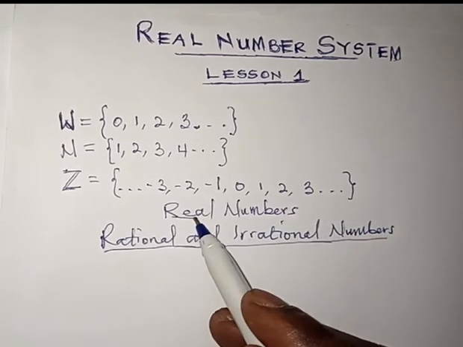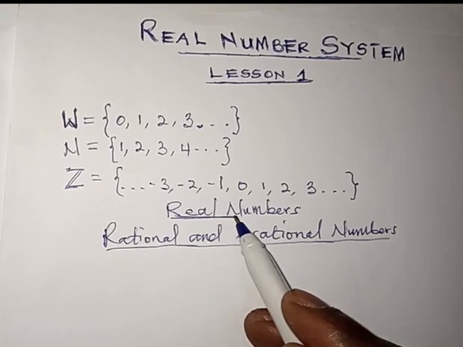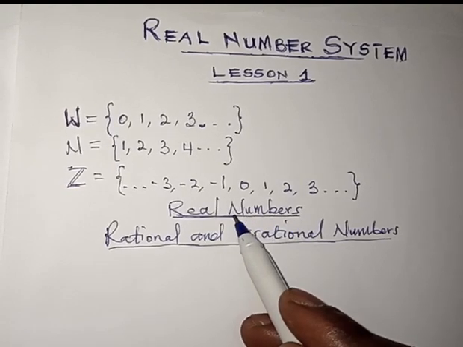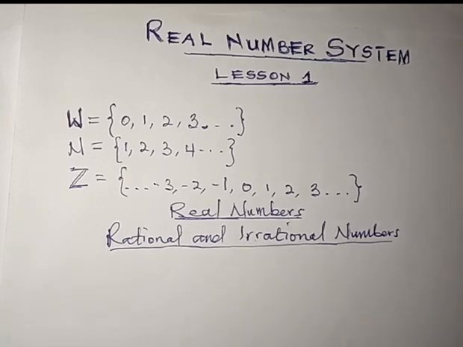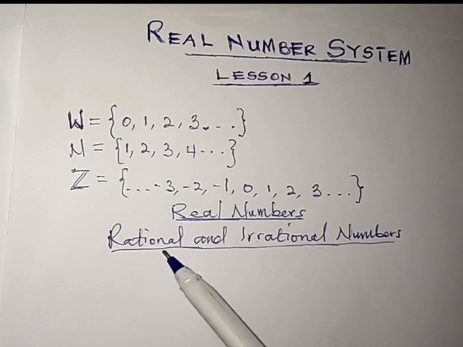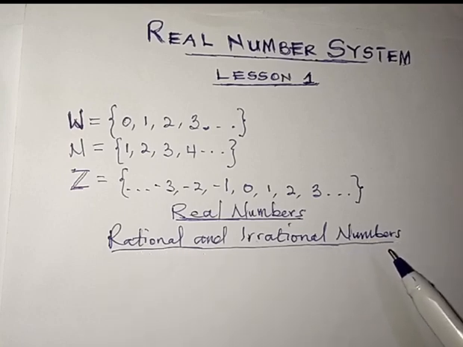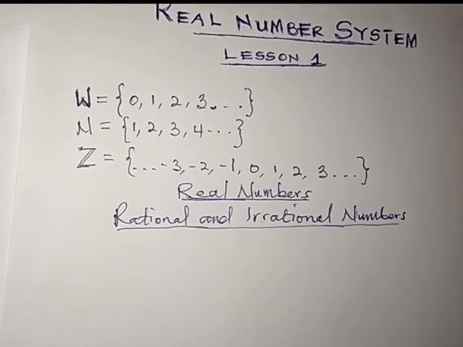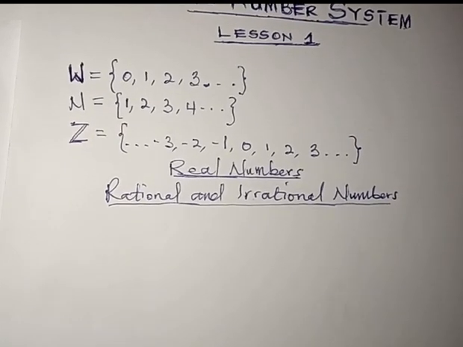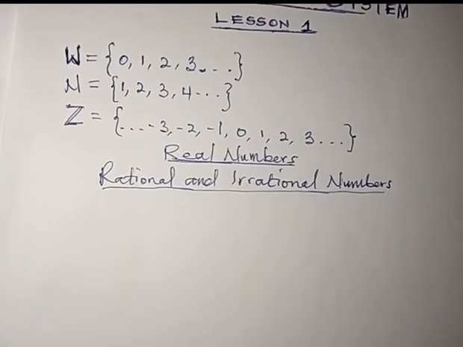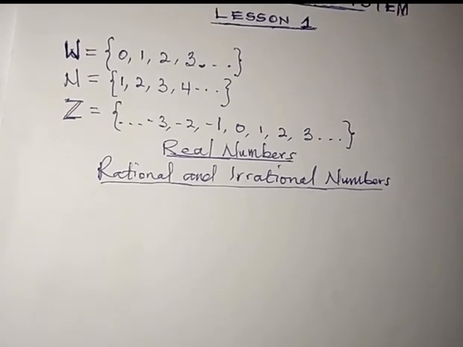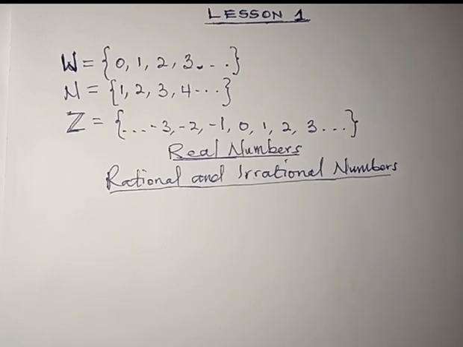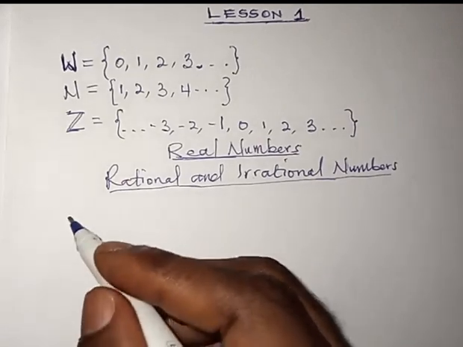So real numbers. When we ask you to mention the main types of real numbers, we are talking about rational and irrational numbers. So we are going to deal with these two numbers. Let's take them one after the other, and then we look at some examples. Now let's tackle the rational numbers.